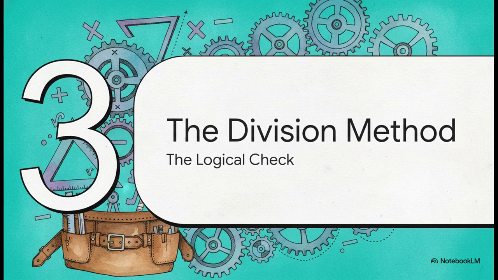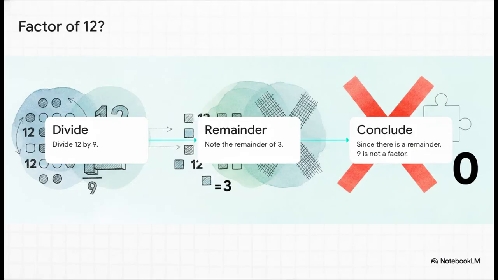That's Section 3, the division method, the logical check. This method relies on one unbreakable golden rule. A true factor must divide into a number perfectly, leaving absolutely 0 remainder.